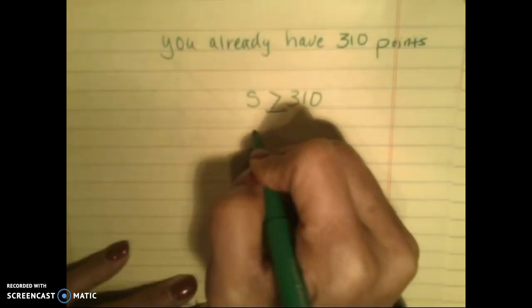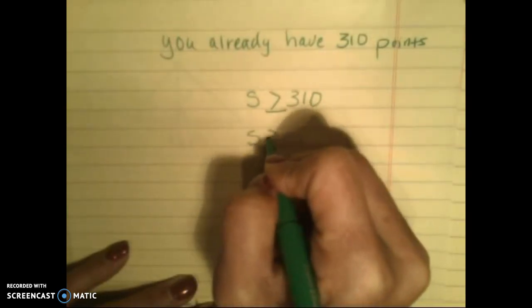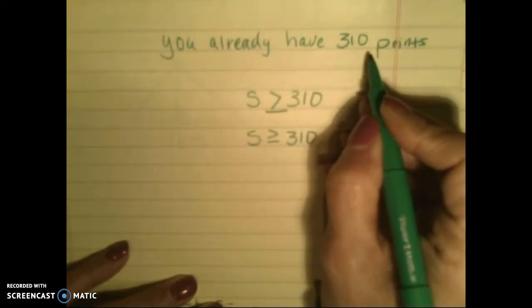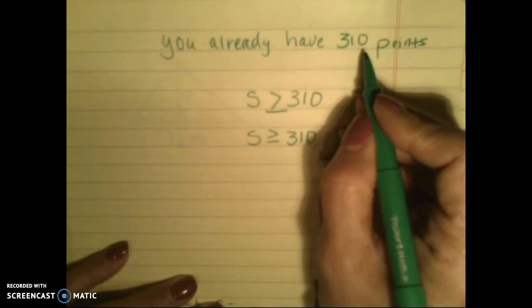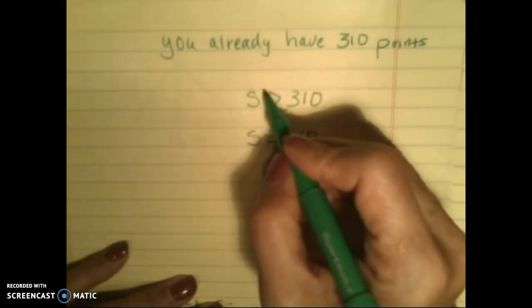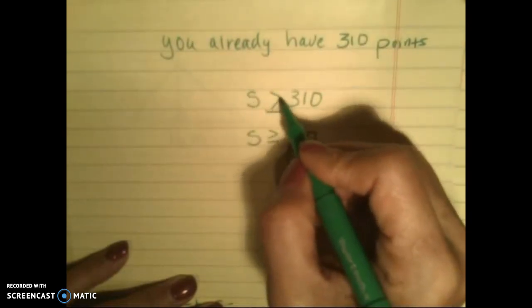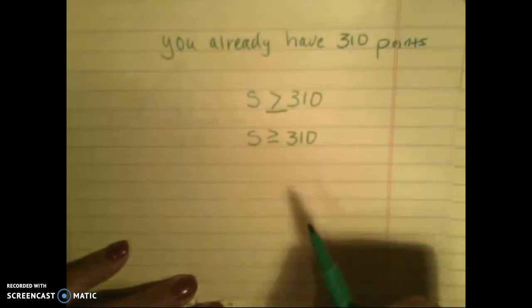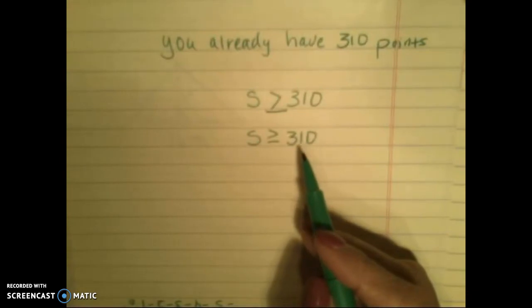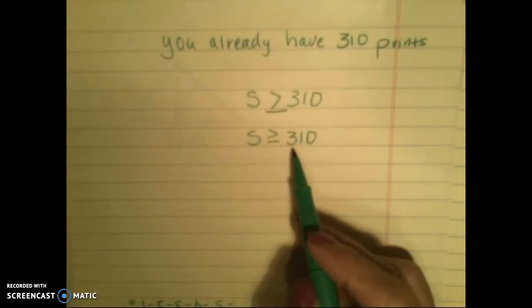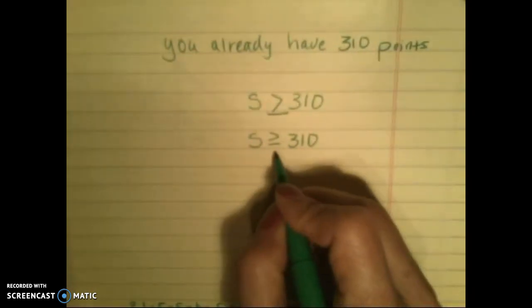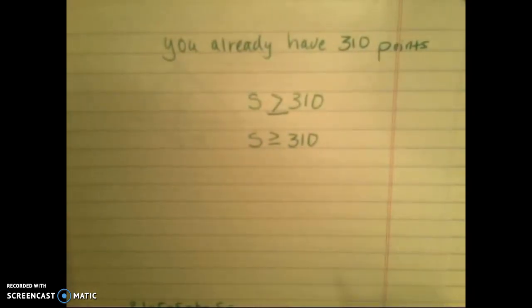And I would agree that your score can be greater than or equal to 310, because what if your ship got destroyed right after these 310 points? Although the book says the score should be greater than 310, we had great mathematical reasoning behind it. We proved that it could be possible for it to be equal to, so I would agree with this. When you graph this, it's going to be a closed circle at 310.